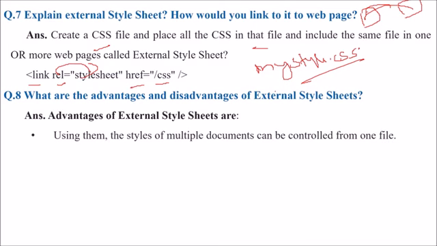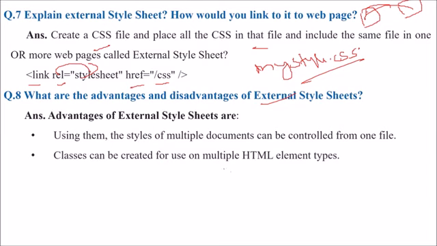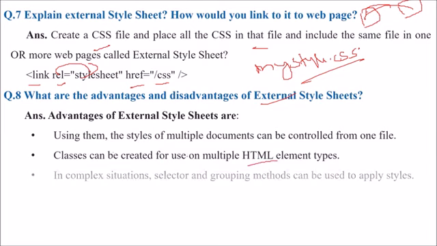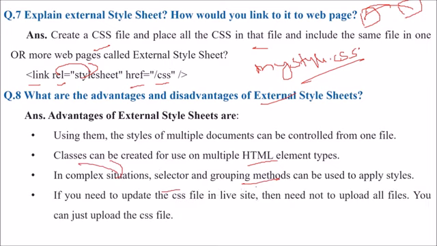What are the advantages and disadvantages of external style sheet? We'll be talking about this, but for now, using them means the styles of multiple pages, multiple documents can be controlled by just one file, which is external to this. Classes can be created for use on multiple HTML element types, and in certain complex situations, the selector and grouping methods can be used to apply styles. And if you need to update the CSS file in a live site, you don't need to upload all the files. You just have to upload the CSS file, and it is quite easy to manage these files.